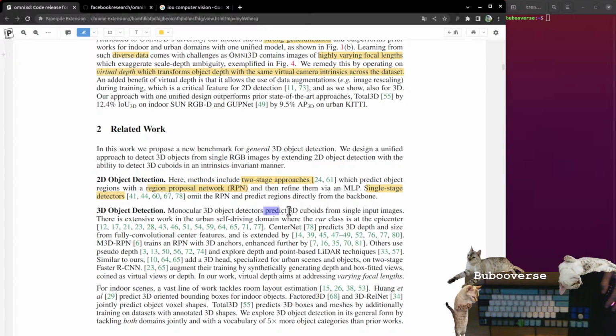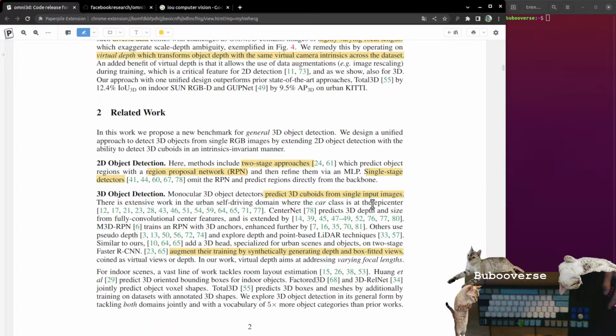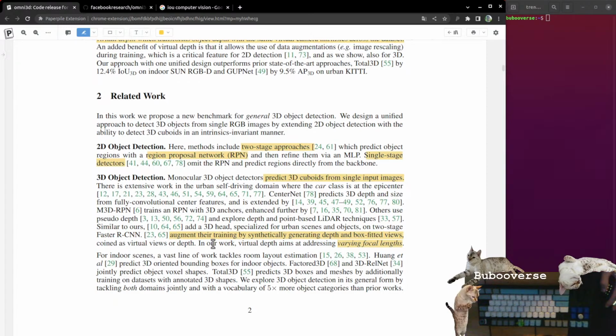Predict 3D cuboids from single input images. Yep, there's a ton of autonomous vehicle stuff. Okay, you have 3D anchors, LiDARs, right, you can augment training by using synthetically generated views. Virtual depth aims at addressing varying focal lengths. Okay, we'll see what that means.